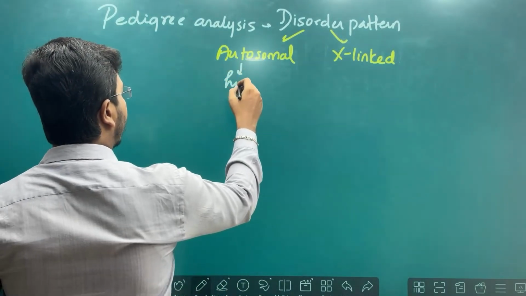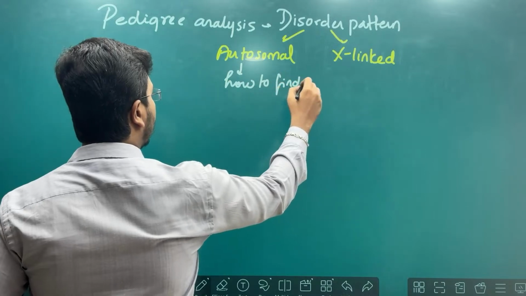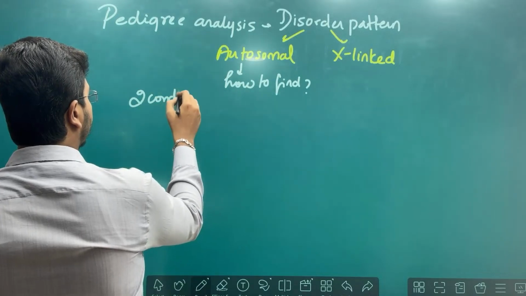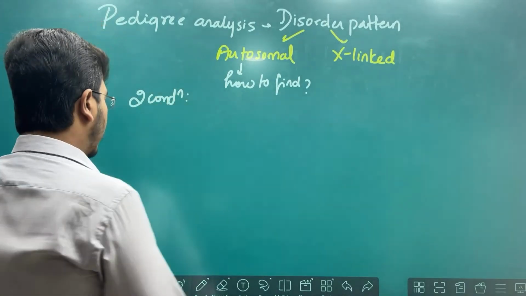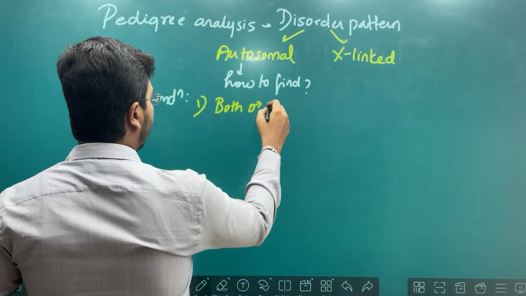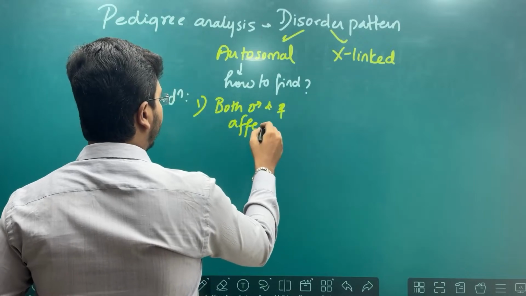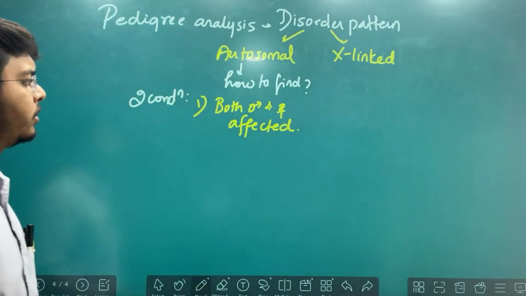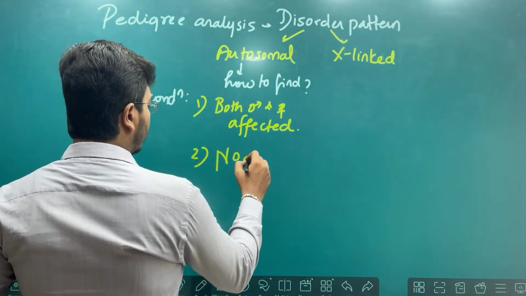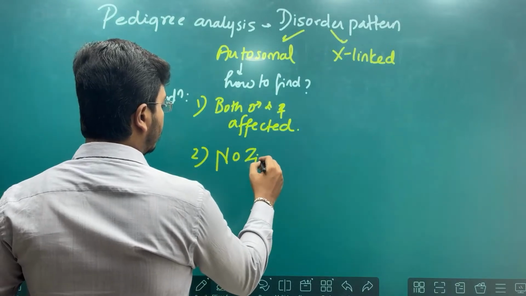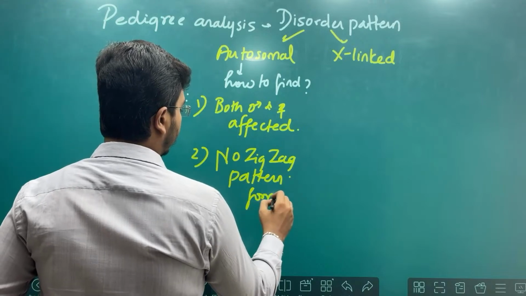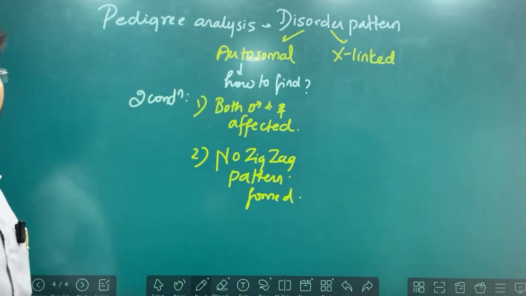How am I going to find whether it is autosomal or X-linked? First, there are two conditions, right? What are all the two conditions? First condition, both male and female should get affected. Okay. Second condition, no zigzag pattern should be found. Okay. எந்த ஒரு zigzag pattern இருக்க கூடாது.